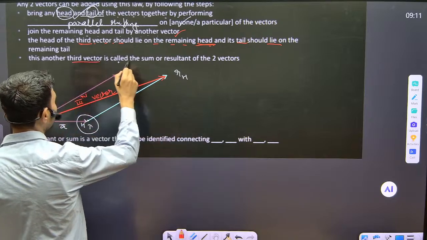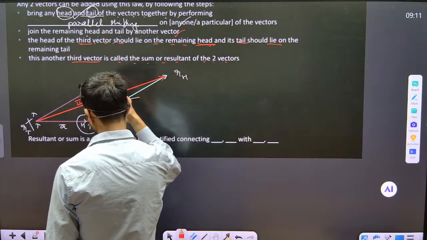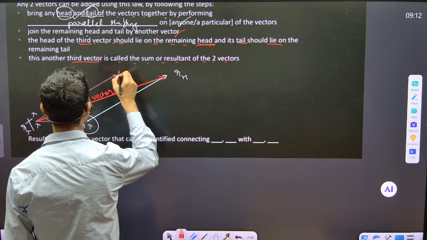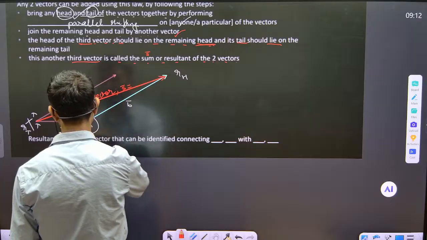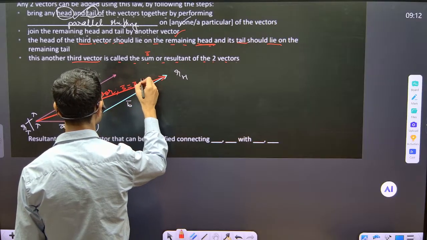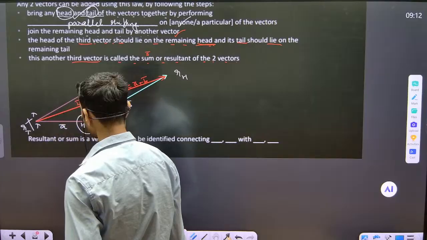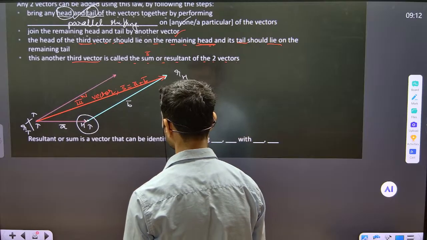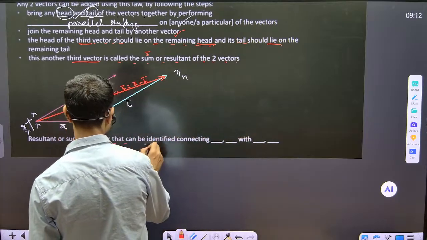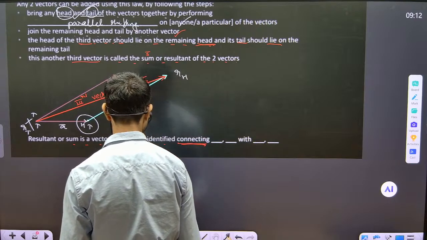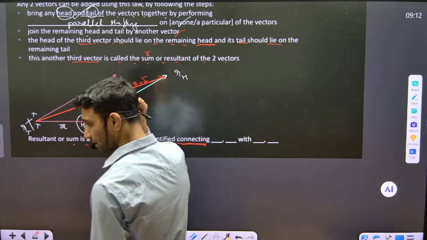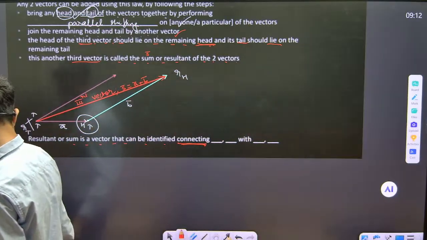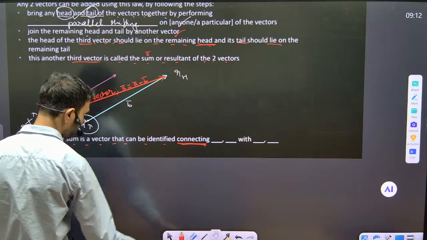This third vector is called the sum or the resultant of the two vectors. So this is exactly the sum of the two vectors, I'll call it S vector, or you can say sum vector, right? This is exactly A vector plus B vector. Got it? So this is a sum vector. Everybody got it till here, right? This is the addition of A vector and B vector, right? I hope I am clear on that regard.